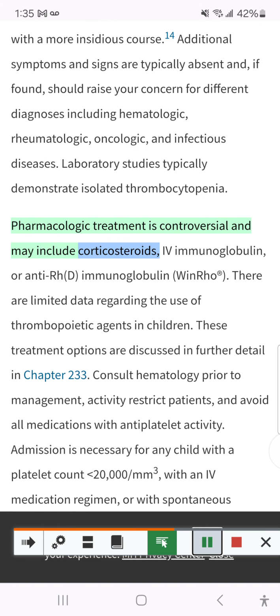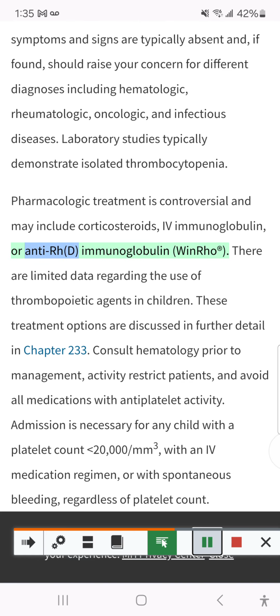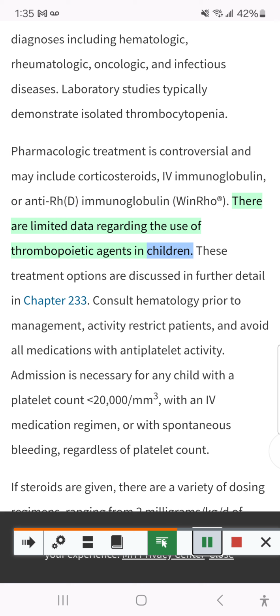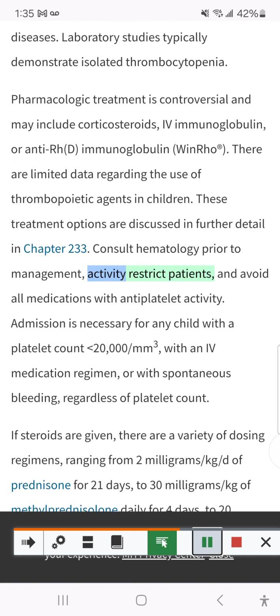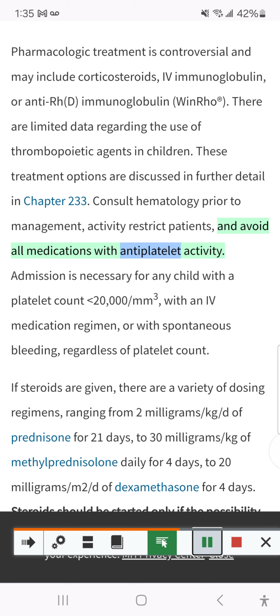Pharmacologic treatment is controversial and may include corticosteroids, IV immunoglobulin, or anti-Rh-D immunoglobulin. There are limited data regarding the use of thrombopoietic agents in children. These treatment options are discussed in further detail in Chapter 233. Consult hematology prior to management, restrict patient activity, and avoid all medications with antiplatelet activity.